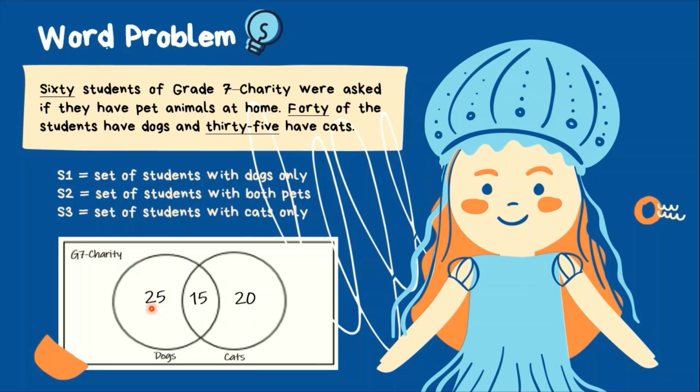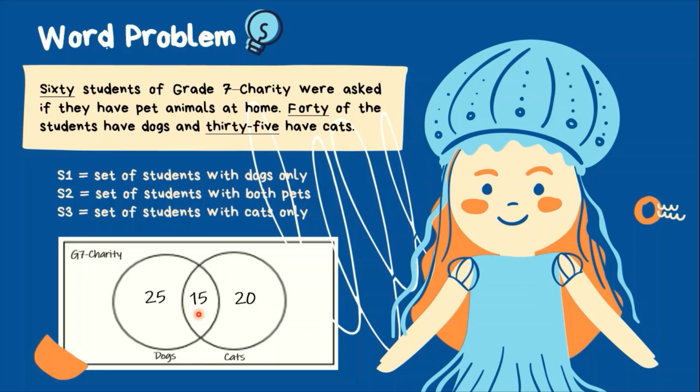So, if we add them, 25 plus 15 is 40. So, 40 out of 60 students ng grade 7 charity ay merong dogs. Next, for cats naman, ang sabi rito ay 35 have cats. 20 ang merong cats lamang, and 15 naman ang merong both dogs and cats.